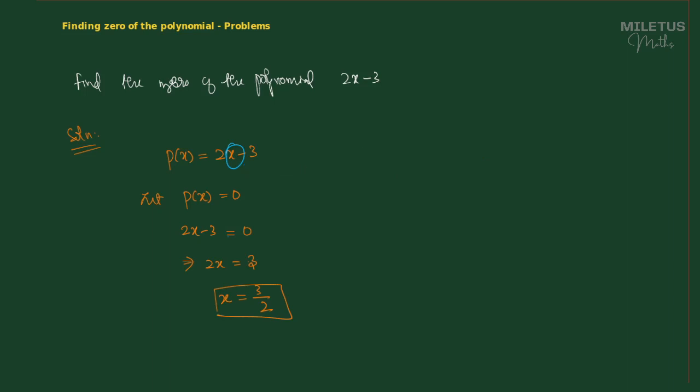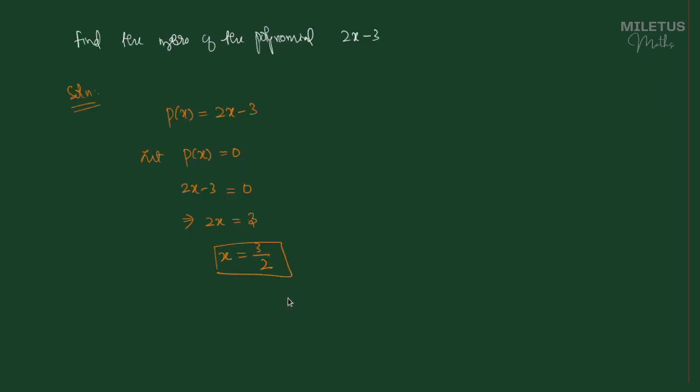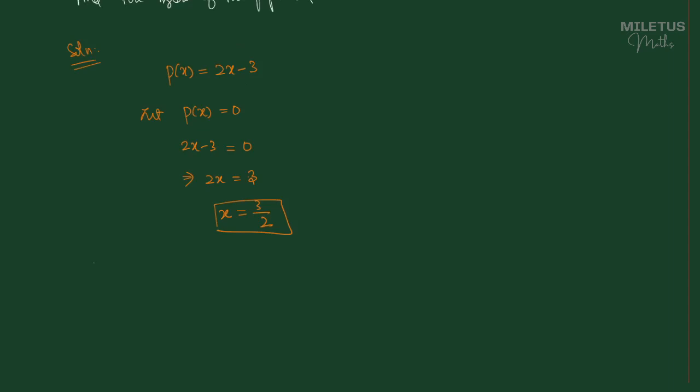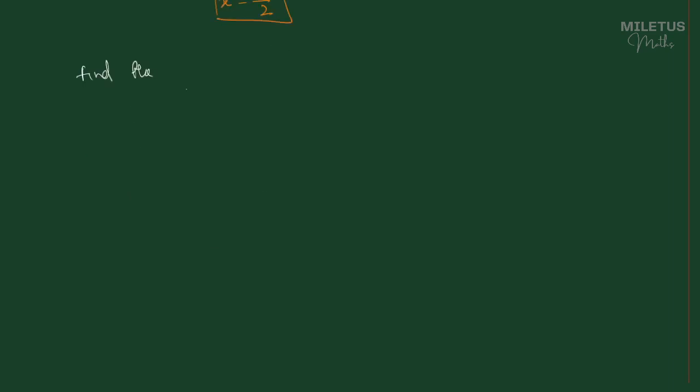Now as an exercise problem, you can solve one more problem. Find the zero of 4x minus 5 or 4x plus 5. So let's keep that as homework. Go ahead and solve this.